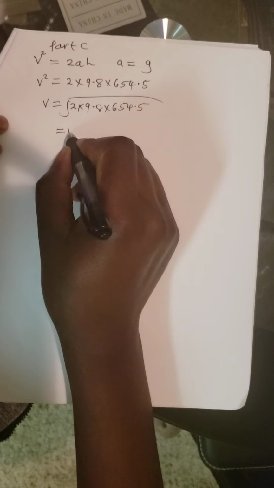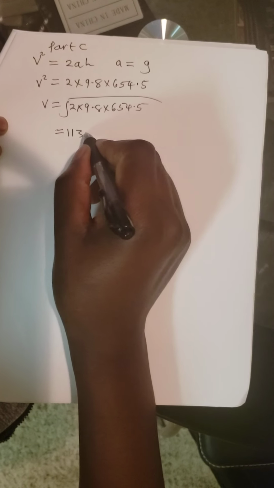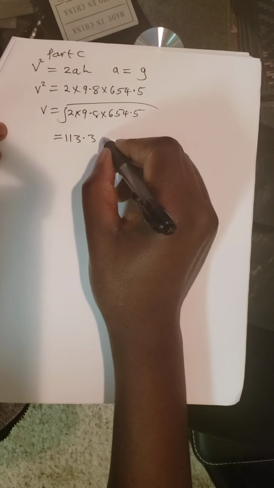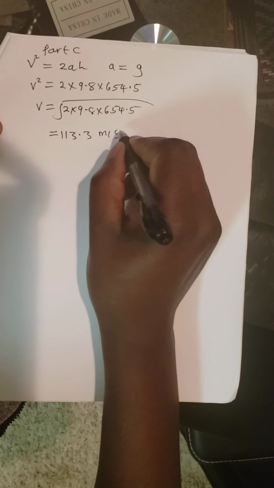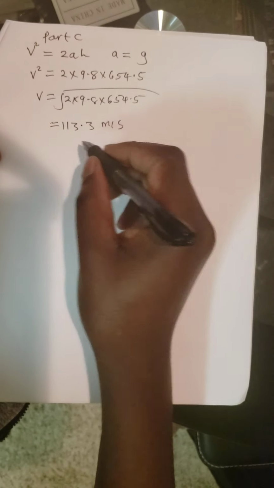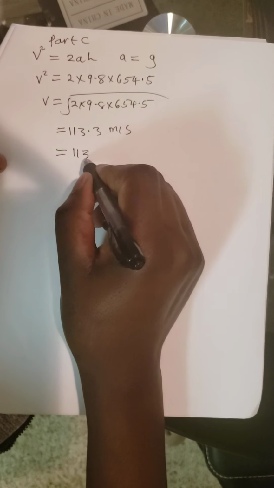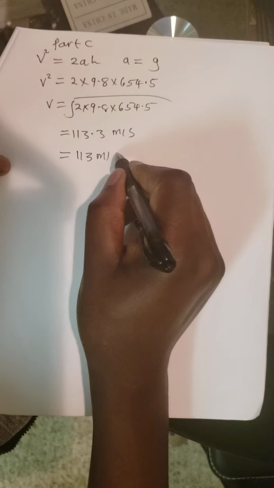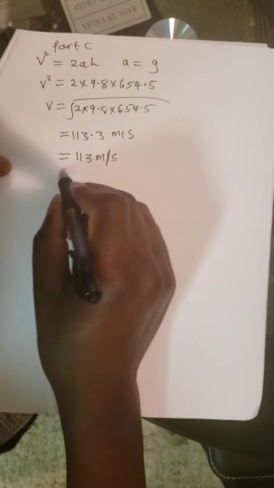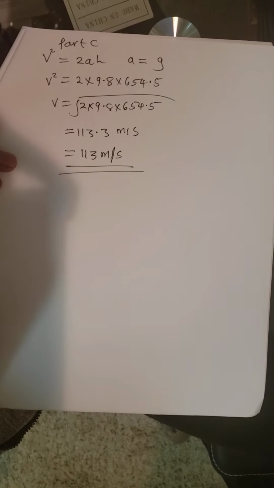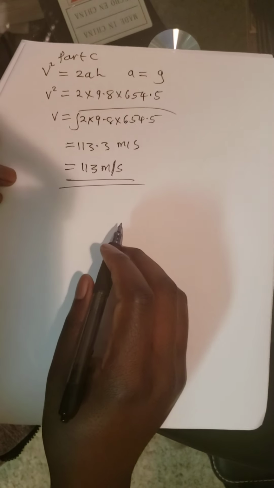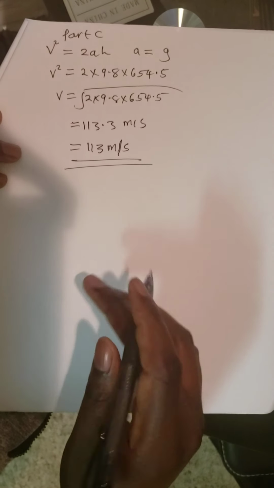the answer to be 113.3 meters per second. Because I think we are required to give it in 3 significant figures, I'm going to have it as 113 meters per second. And that's the end of part C. That's the final velocity before it falls down. So that's the end of that exercise.